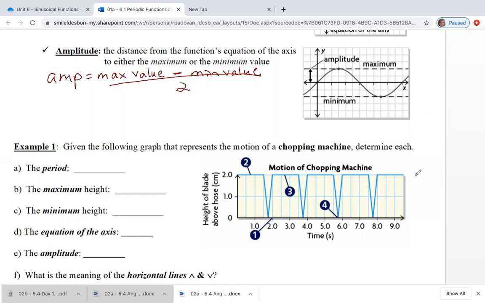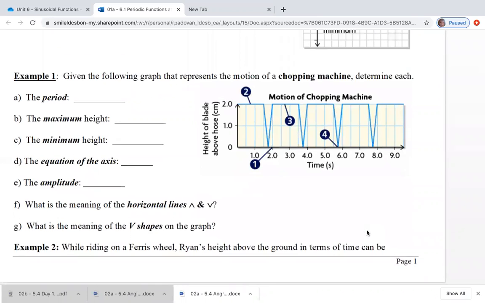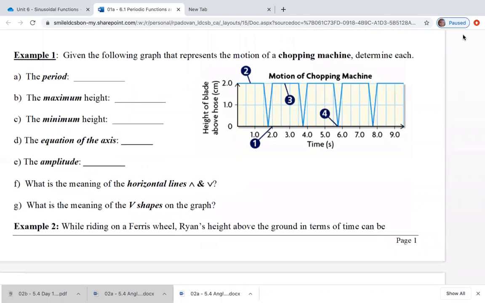Okay, so I'll give you a second, perfect timing, to look at this example 1 and just give it a quick look over before we answer it together, because once again, my battery on my laptop is dying. So I'll plug it in while you have a look at that.